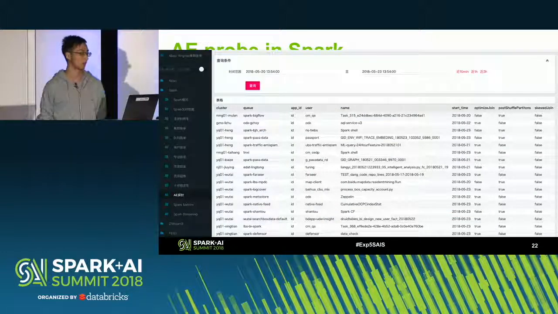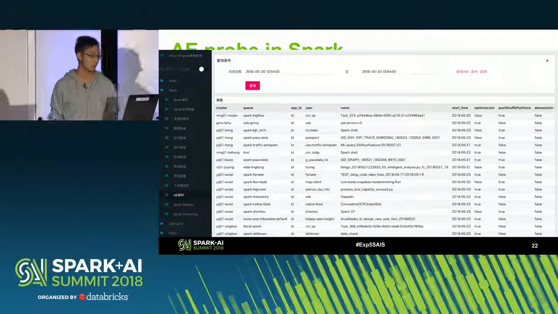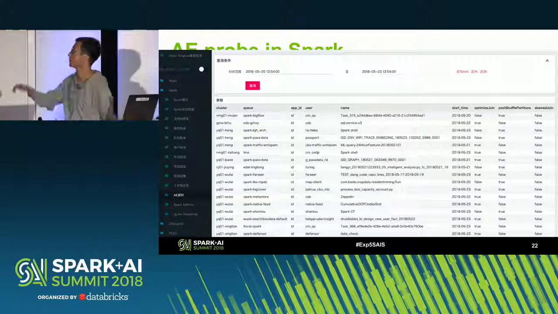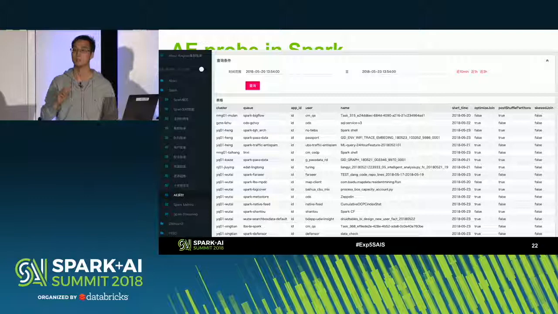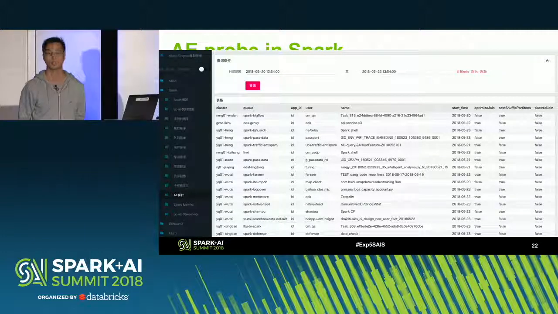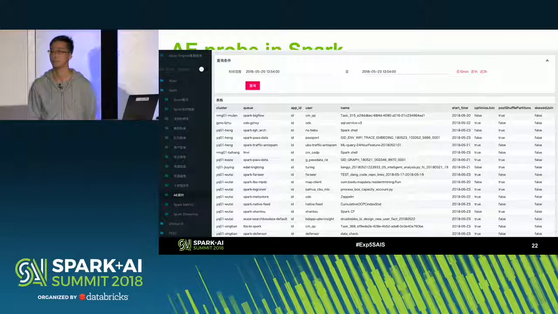At last, this is the result of the adaptive execution prop in our metric system. In this slide, you can see that we can get the clusters and the queue, the username, the application name, and also the most important, which strategy this application could hit. And we also send emails and give some hints to the users and some guidance for them to open the adaptive execution.